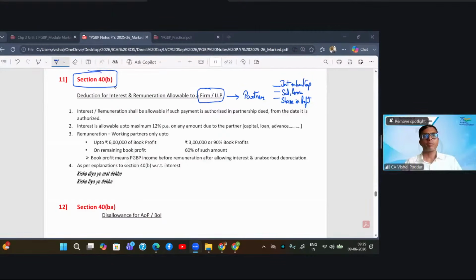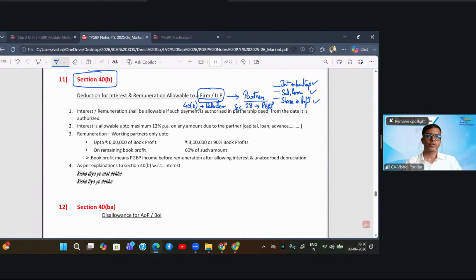Fine. So coming back, students, to section 40 clause B. As a partner, you are entitled to these three things. From your side, this is your income. If you remember, we have already studied section 28, which says this will be treated as PGBP income in the hands of the partner. This we have discussed. Now we are seeing it from the side of the firm. In the hands of the firm, it will claim deduction, again under the PGBP head, as per section 40 clause B.